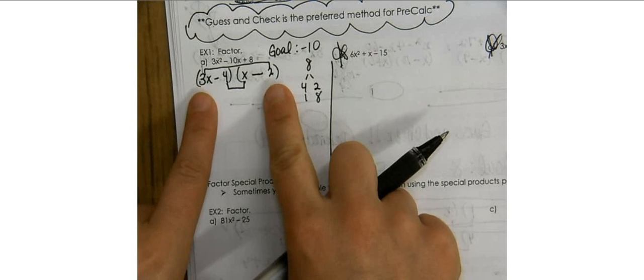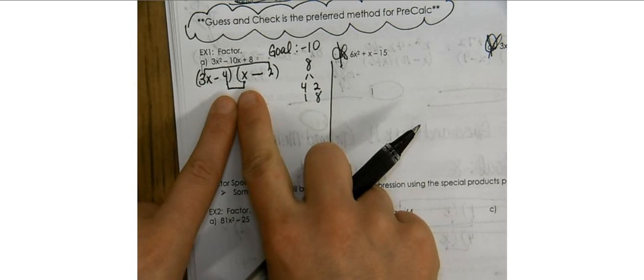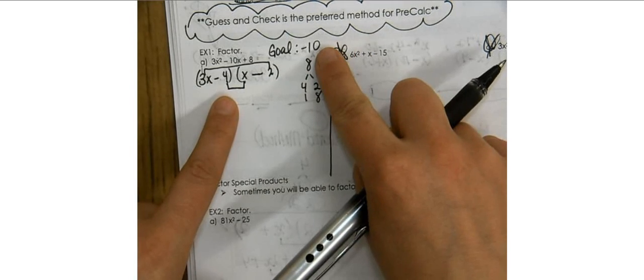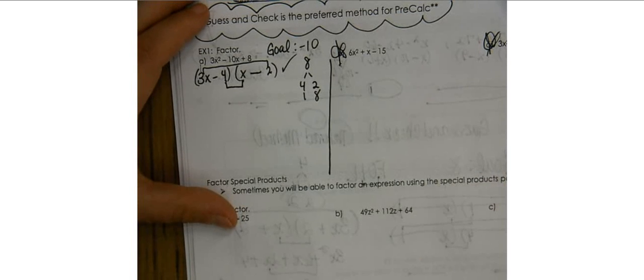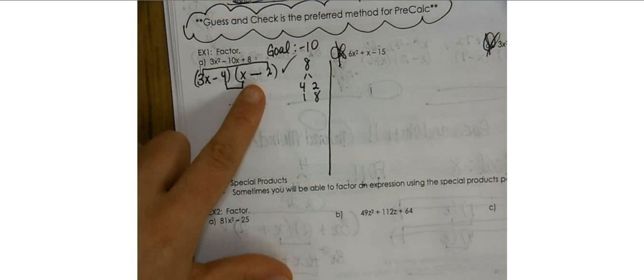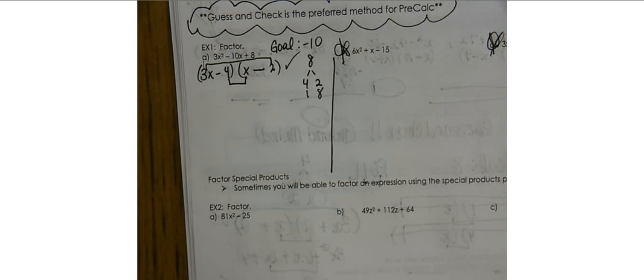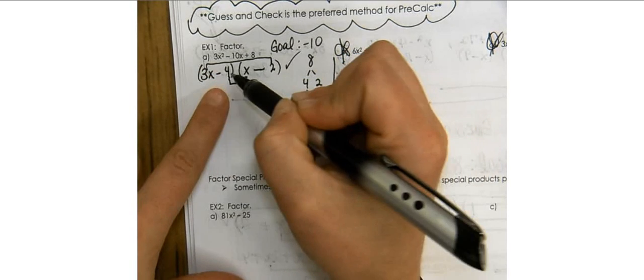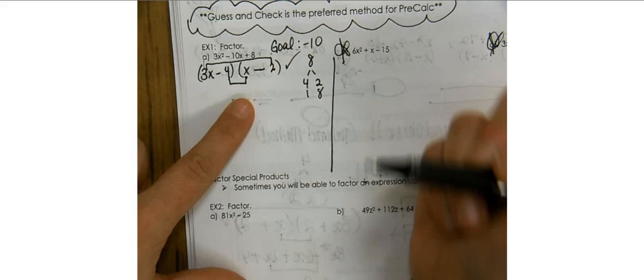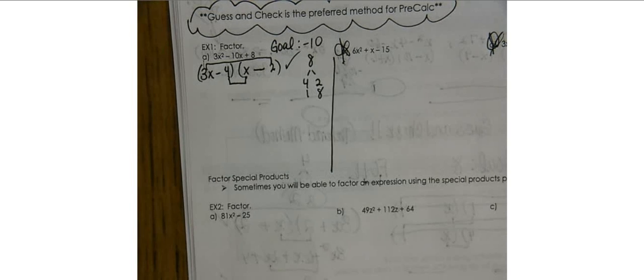Negative 6 plus negative 4 does indeed equal negative 10. Oh my goodness, I just figured it out right away. There's my factorization: 3x minus 4 and x minus 2. Now let me verify my first term. 3x times x is 3x squared, and negative 4 times negative 2 is negative 8. Okay, I figured it out. Awesome. Great. Done. That's how fast and how easy guess and check can be.